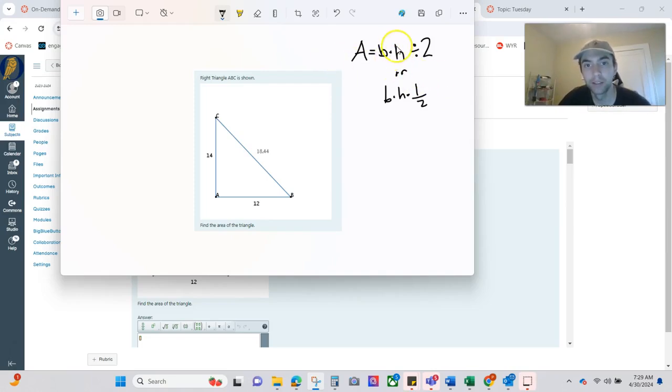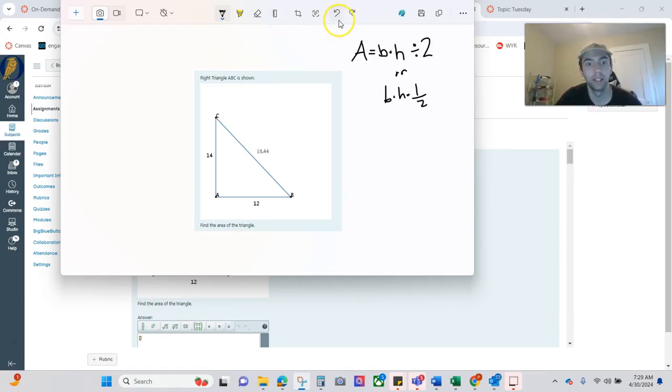This is because a triangle is half of a square. So when we find the area of a triangle, we're finding the area of the square and then cutting it in half. That's what we're doing. So our base, the flat side on the bottom or top, is 12.